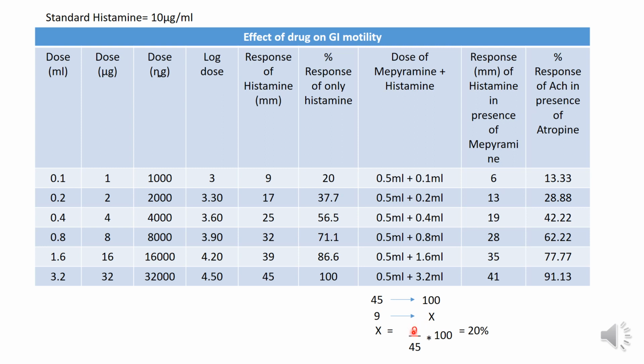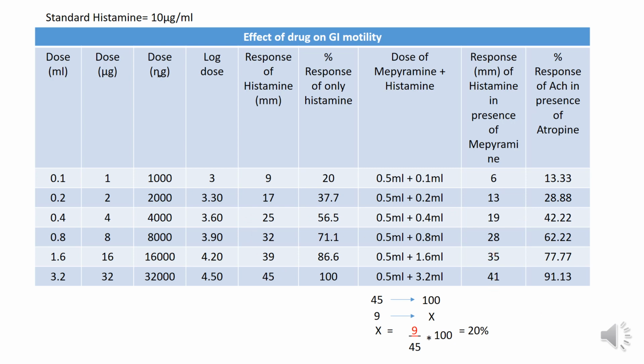So simply we will replace this 9 with 6. Then for the second reading replace this 9 with 13. Then for the next reading replace this 9 with 19. Similarly for 28, 35 and 41. So this table we have got.